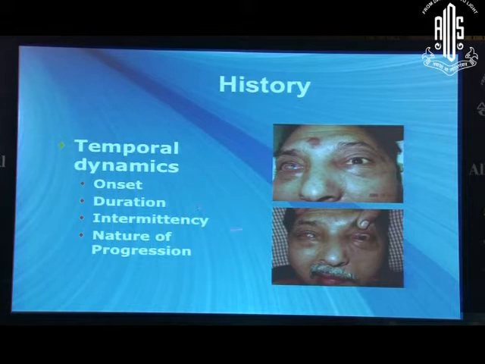Similarly, about duration, we know that certain conditions can only manifest as an intermittent pathology. So once you know that this is an intermittent thing, like recurrent inflammations in a pseudotumor or like leakage from a parasitic cyst, you know that you're dealing with certain conditions. And the nature of progression, which we've already dwelt on.